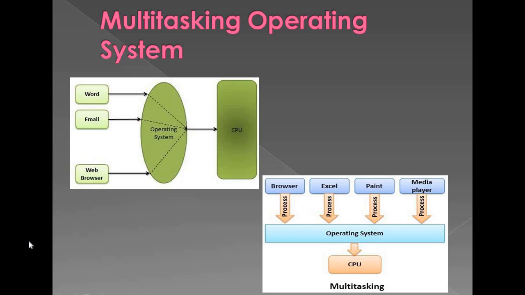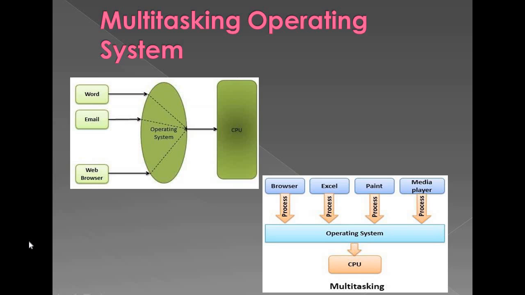So as you can see in the diagram, one user may be using Microsoft Word, a second user may be sending an email, a third user may be surfing web browser. All these three tasks are collected by the operating system, but the CPU will execute only one task at a time. But it will switch, that is move on the processes so fast that the users will think that he is using the CPU.